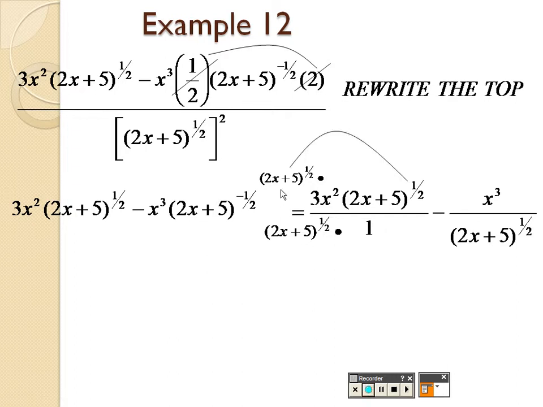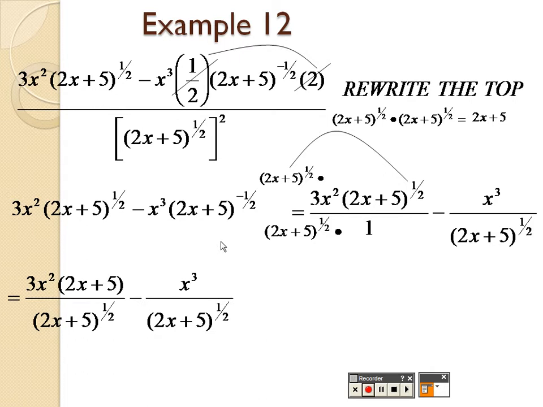Well, how does that help me? 2x plus 5 to the half times 2x plus 5 to the half will actually give you 1 whole 2x plus 5. So really, I have a 3x squared, I have a 2x plus 5, minus this right here is an x cubed, and the bottom is still 2x plus 5 to the half when I push them together.